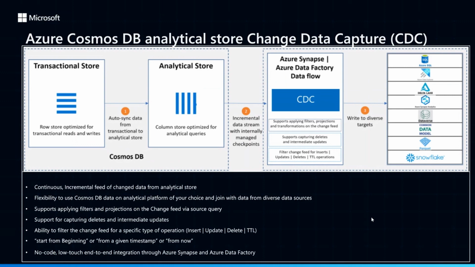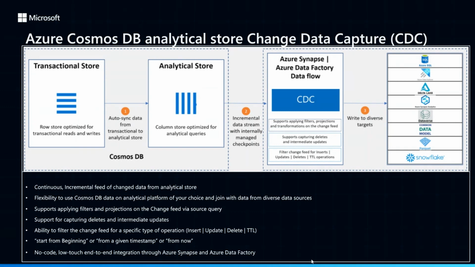Thanks, Rodrigo. The CDC feature that we recently announced in preview is based on the Analytical Store, and so it does not consume RUs and guarantees throughput isolation without affecting the transactional workloads. It allows you to consume a continuous incremental feed of change data from Analytical Store and then write to diverse targets such as Azure SQL, Azure Data Explorer, Delta Lake, etc. And so this provides you the flexibility to use Cosmos DB data on an analytical platform of your choice.